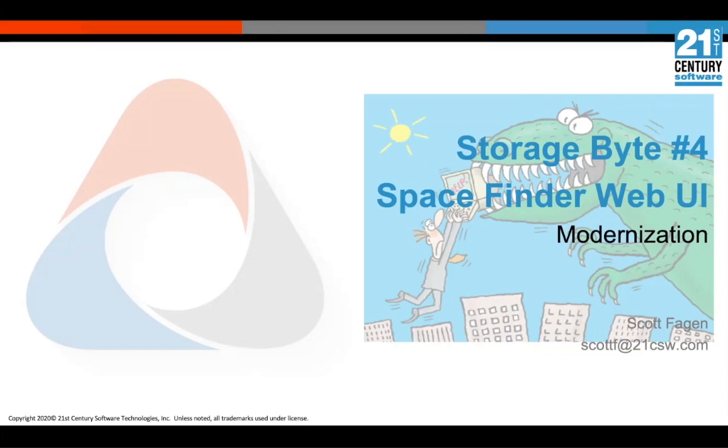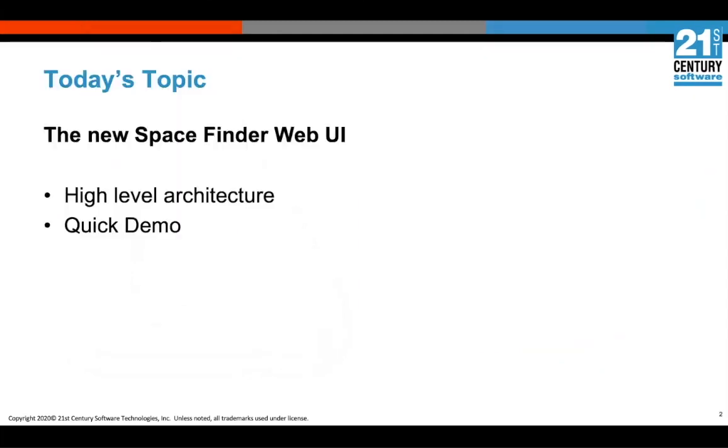Today we're going to talk about the new SpaceFinder web user interface, a little bit of modernization that we've been cooking up in the lab to improve the SpaceFinder product, its overall usability and capability. Today's topics: I'll talk a little bit about the high-level architecture of the new web UI and compare and contrast it to the existing Java client UI, and then we'll have a quick demo.